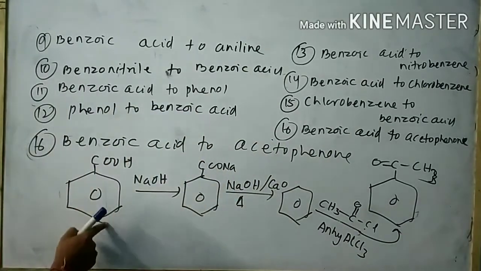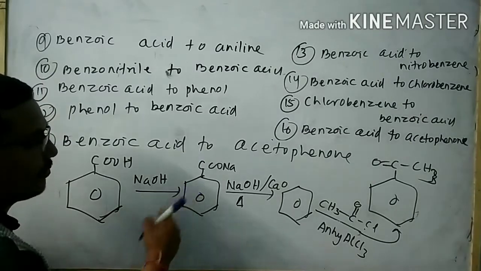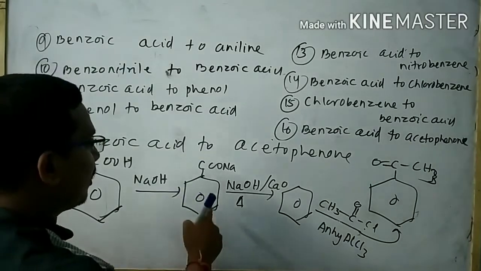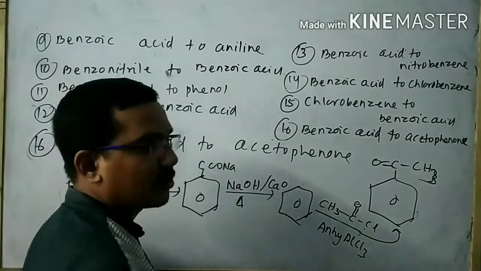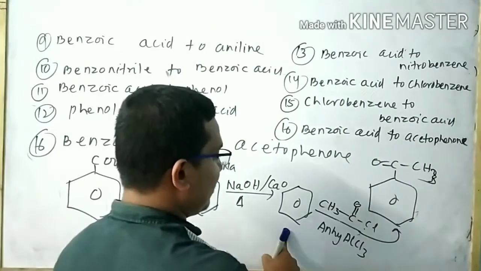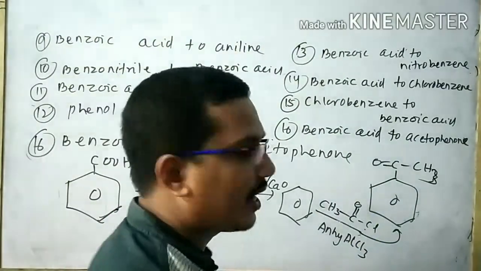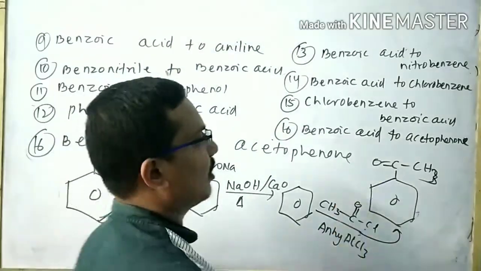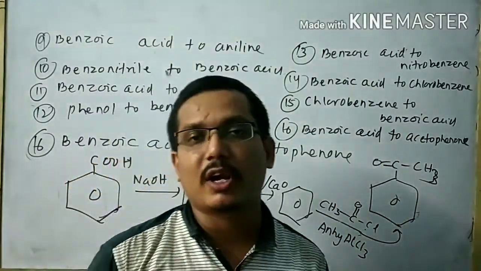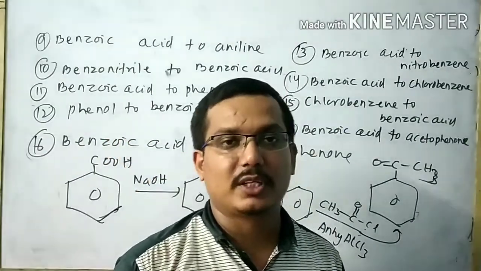Again I will repeat, benzoic acid subjected to reaction with sodium hydroxide, sodium benzoate is formed, and sodium benzoate again reacts with sodium hydroxide in the presence of calcium oxide, benzene is formed. Now benzene is subjected to reaction with acetyl chloride in the presence of anhydrous AlCl3, then acetophenone is formed. That is all about your conversion related to the aromatic carboxylic acid.